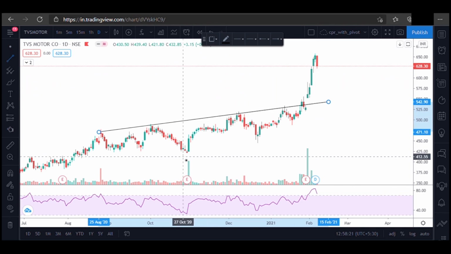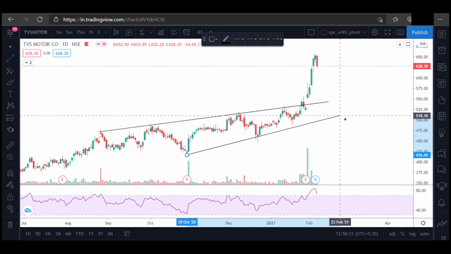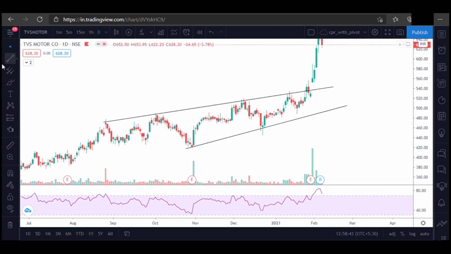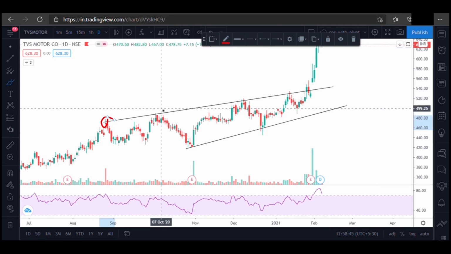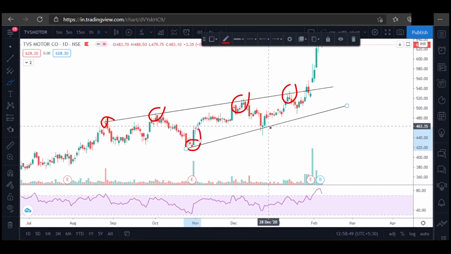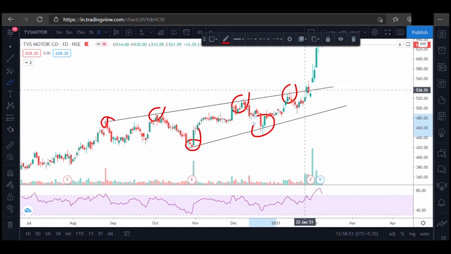So don't worry if you don't know how to draw patterns. I will tell you a way to draw patterns. If you see here, there's a clear resistance here, here, and here. There's a support here twice. And here the stock tried to break out, but due to some market condition it came down. But the next day it broke out.